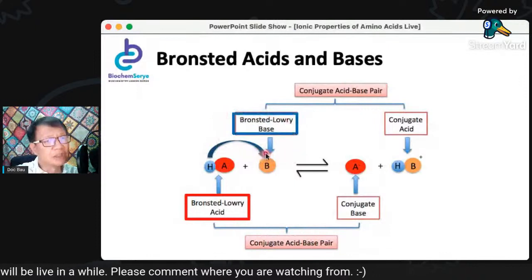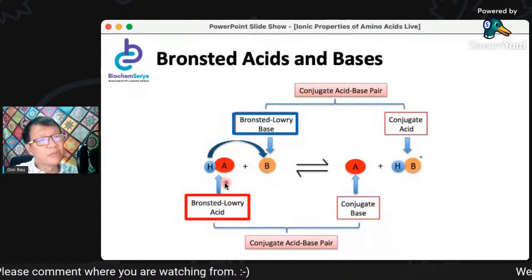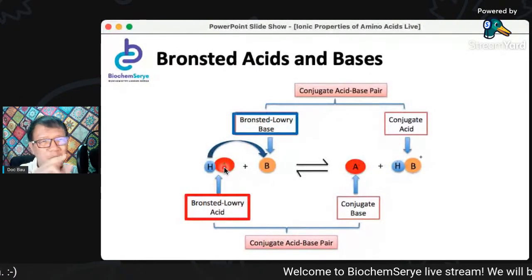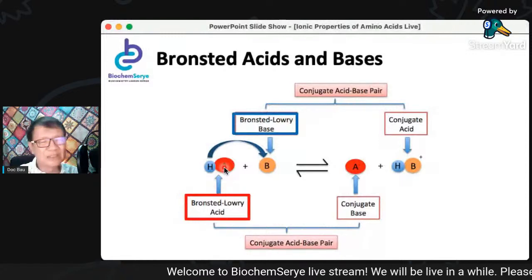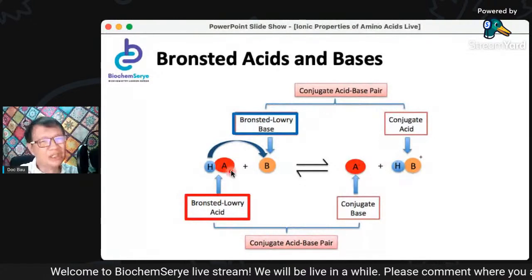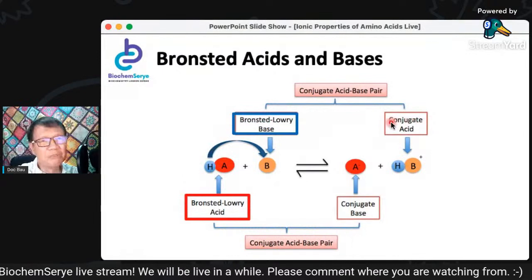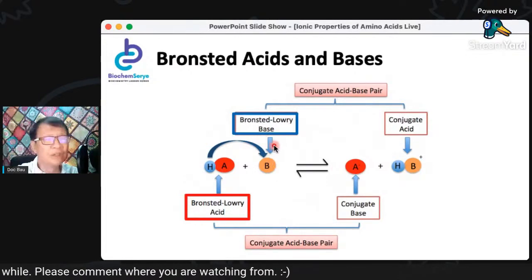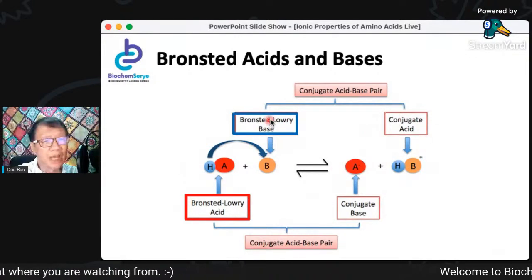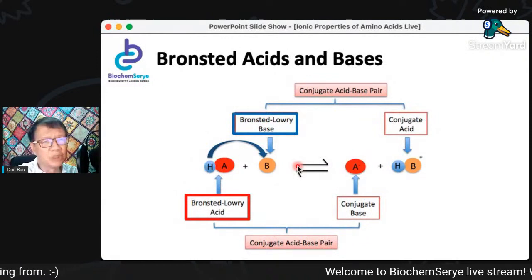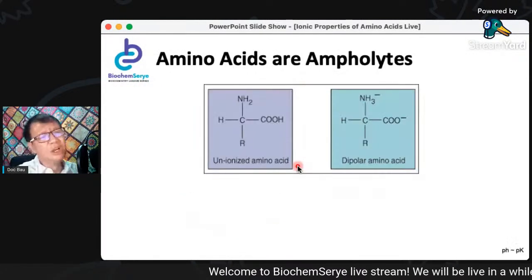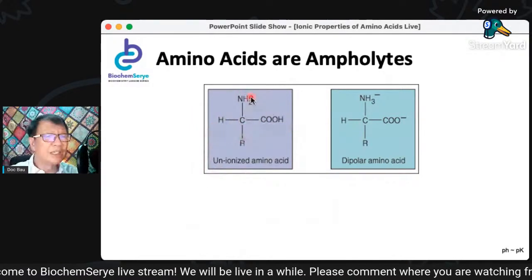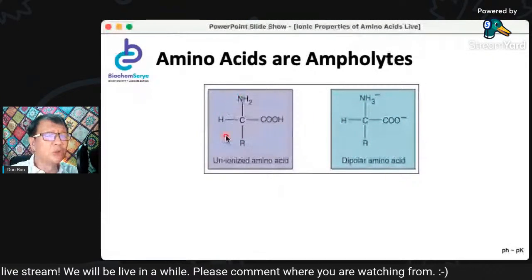On the other hand, what is a Bronsted-Lowry base? A Bronsted-Lowry base is something that will accept the hydrogen ion. Both of these, your acid and your base, are present in your amino acids. By the way, your acid will eventually become the conjugate base of the acid, and your base will eventually become the conjugate acid of the base. This is important when we're dealing with buffers later on. What we saw a while back, the unionized amino acid, is good only on paper.